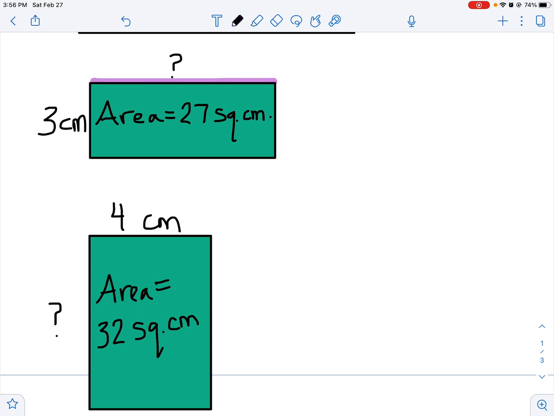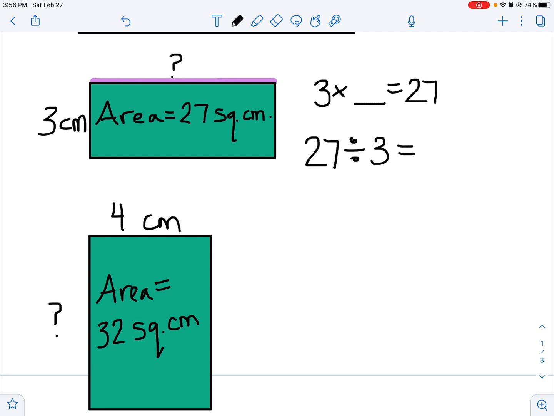So we can write 2 different equations to go ahead and solve this. We can think of it as 3 times what equals 27, or we can think of it as a division problem. We can say we know the area is 27 square centimeters, and if I divide that by 3, I will get my other side length. Either way is okay for going ahead and solving it.